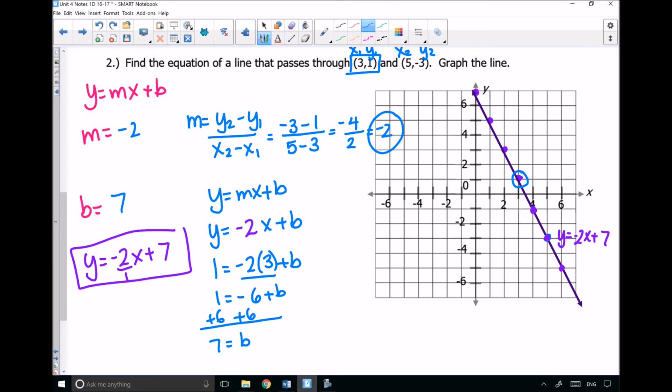Now when I look right here, it definitely goes through the point 5, negative 3, as well as 3, 1. So it goes through both points. I know it works, so I know this is my equation. So I'm done with this question.